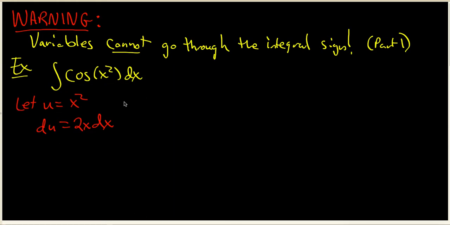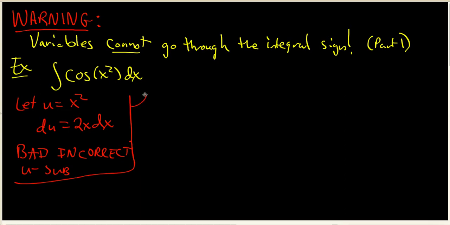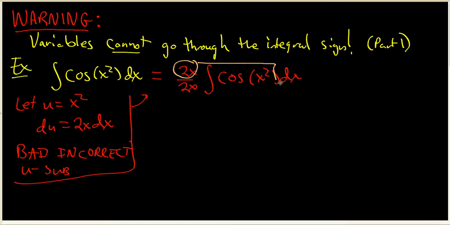So students will take this, and as a bad, incorrect U-substitution, they will write the following. They will say, well, gee, I'm going to rewrite this integral, so I'm going to put a 2x over a 2x, because 2x over 2x is 1, times the integral of cosine of x squared dx. And let's see, this 2x matches up with that dx, and there's my du.